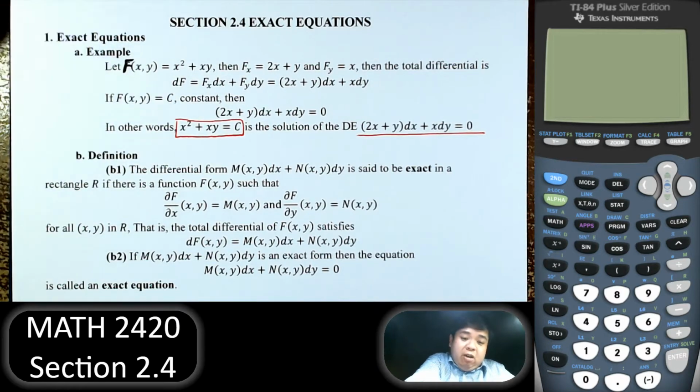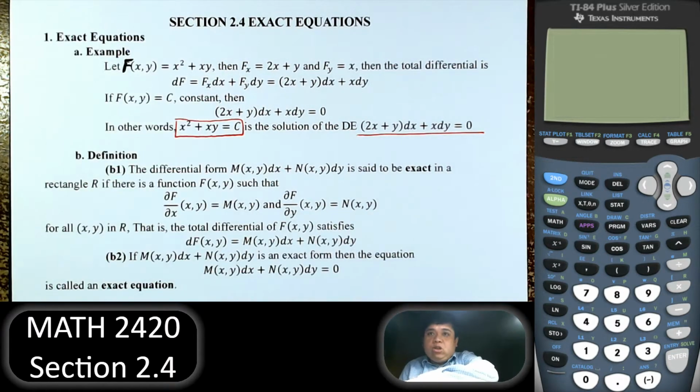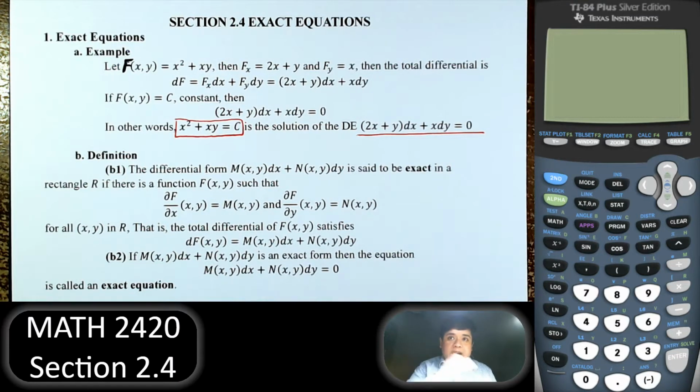Now let's define an exact equation. Like I said, if you took Calculus 3, this will be very easy because we did exactly this. The first thing we need is to know how to do the partial derivative. So I put the link in the description.